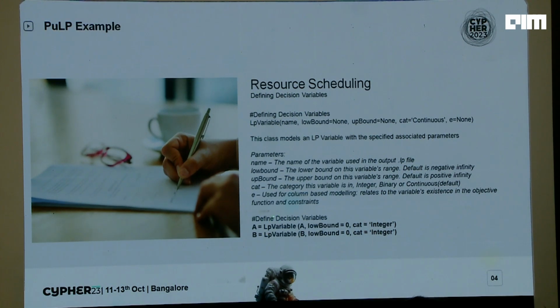So what we have done here is, if you look into the problem, we have A greater than equal to 0 and B greater than equal to 0. That's why our lower bounds are 0. And the categories have been put into integer, right? So this is the decision variable part where I have defined A and B.